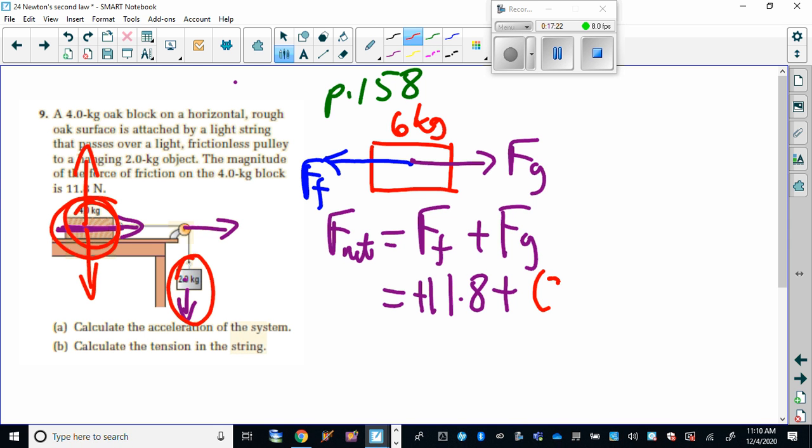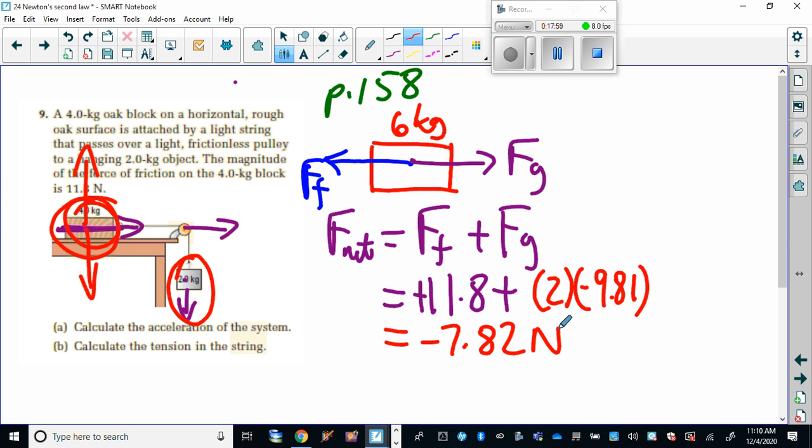So this is where you have to go. M is going to be 2, and g is going to be negative 9.81. That's why I made this one a positive. I made the frictional force positive just because I like putting a negative for my gravity there, but I needed those forces to be in opposite directions. So stick that in: 11.9 plus 2 times negative 9.81. That gives us a net force of negative 7.82 newtons.